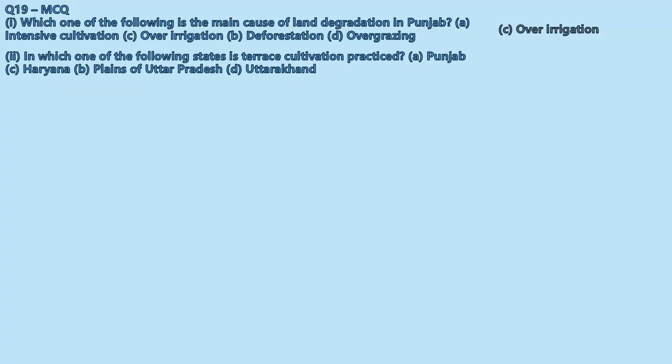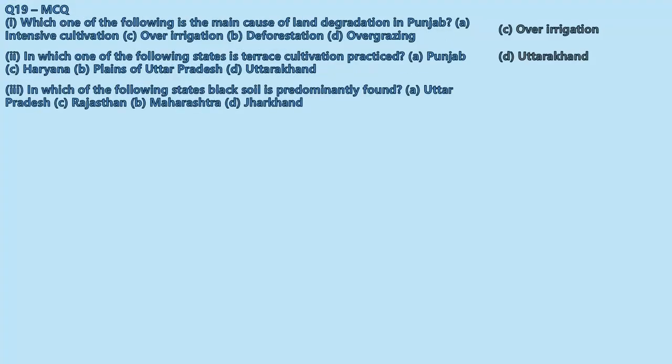In which of the following states is terrace cultivation practiced? Okay, so we spoke of terrace cultivation as a way to stop soil erosion. So it is taking place in which state? Is it Punjab, Haryana, plains of Uttar Pradesh, or Uttarakhand? The answer is D, Uttarakhand. In Uttarakhand, they have got a good practice of terrace cultivation, which helps reduce soil erosion.